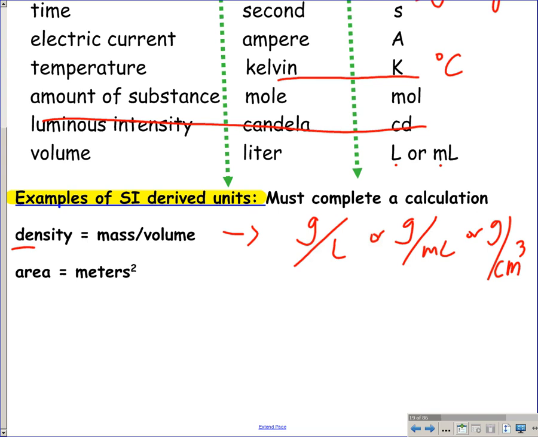Area, you use area probably a lot in geometry and other places. Meters squared, centimeters squared, inches squared, but we don't really use inches either. So those are our derived units. We'll do a lab with this tomorrow.